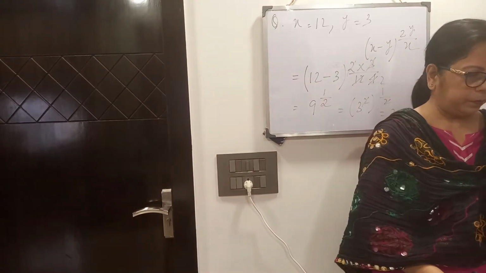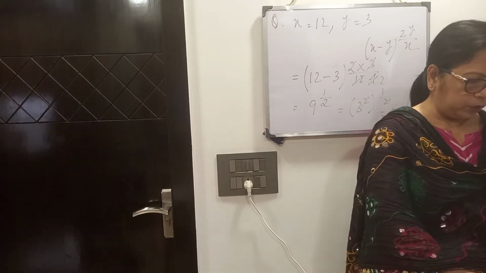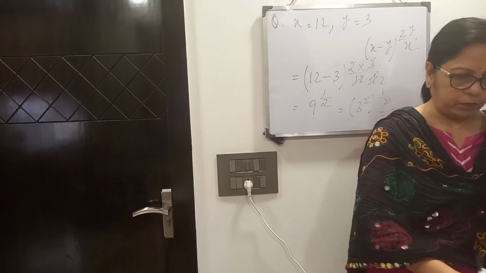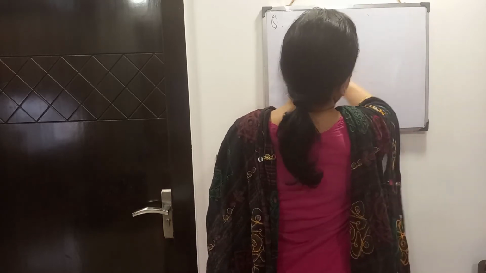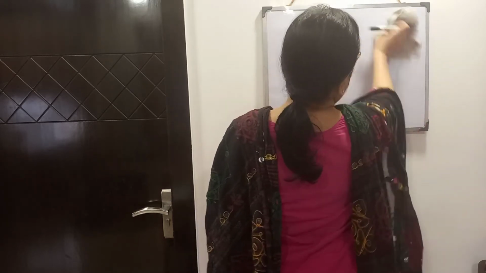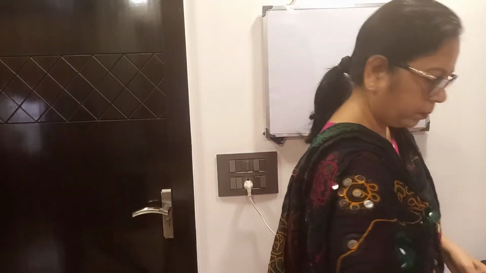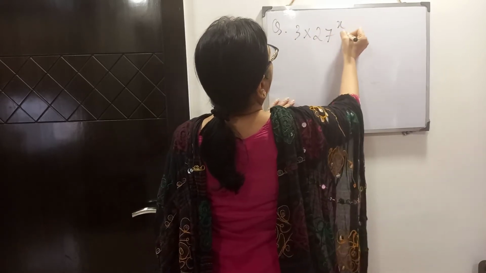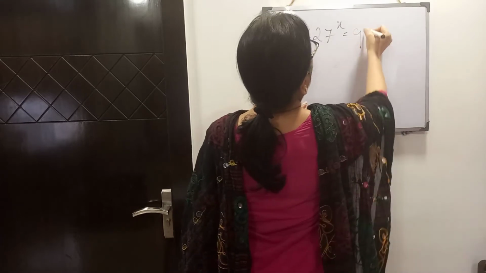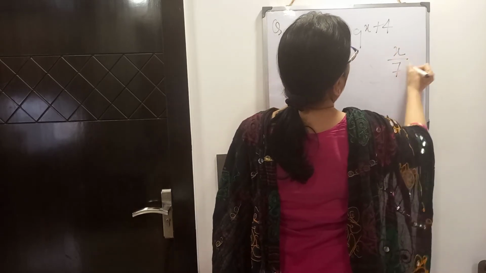The next one, if 3 into 27 to the power x equals 9 to the power x plus 4. Okay. Next one, 3 into 27 to the power x, 9 to the power x plus 4. You have to calculate the value of x by 7.